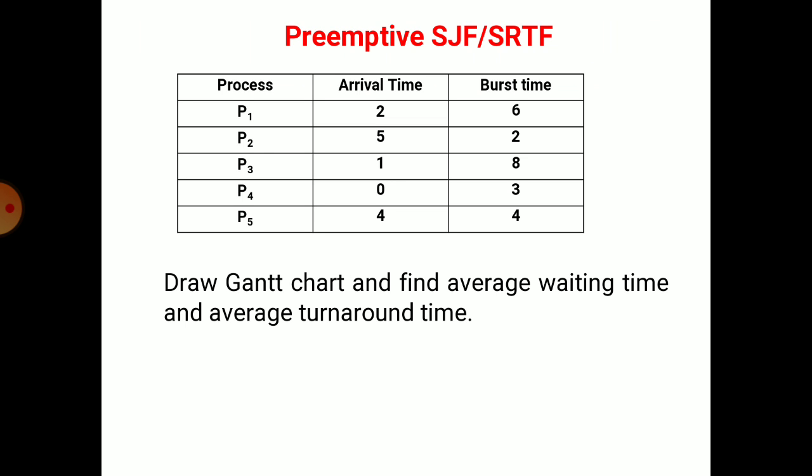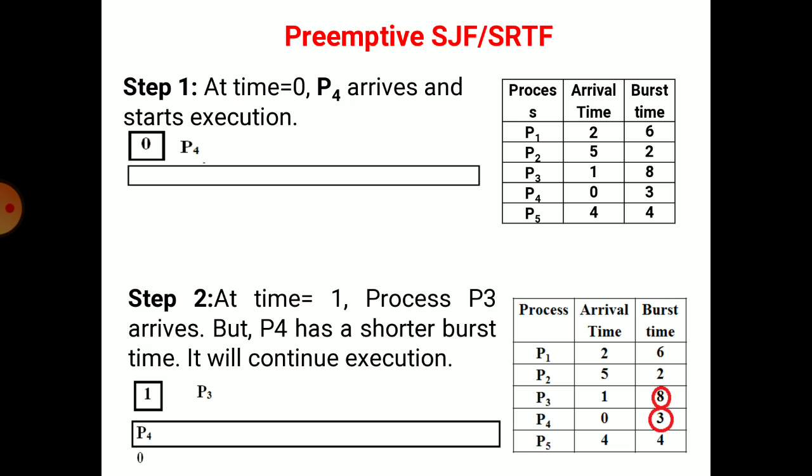Let us discuss an example of preemptive SJF or SRTF. Both are the same. SRTF means shortest remaining time first scheduling algorithm. Each process has its own process ID: P1, P2, P3, P4 and P5, and each process has a different arrival time and requests a different burst time. Now we can draw the Gantt chart and find the average waiting time and average turnaround time.